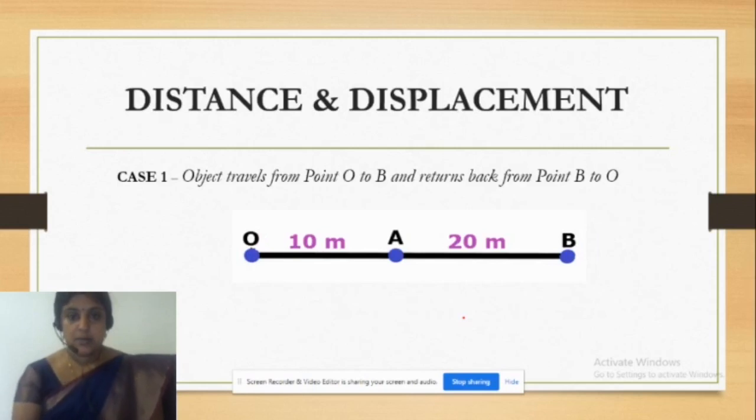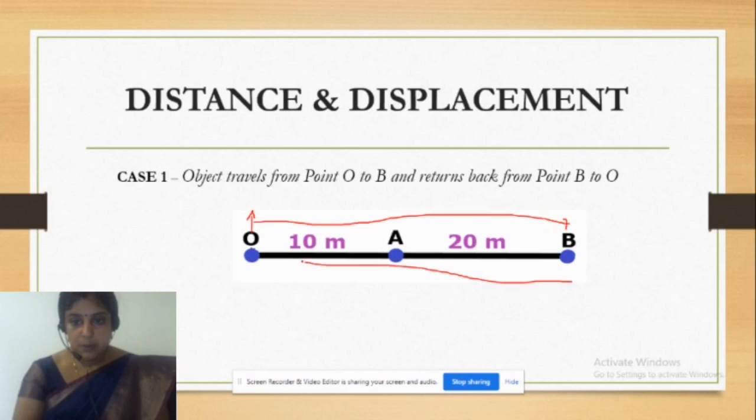Let us discuss some other cases, some other examples, so that you will be more clear about distance and displacement. See, suppose an object is standing at point O, and the object travels from point O to point B, and it returns back from point B to point O. Then what is the total distance covered by the object? It will be OB plus BO.